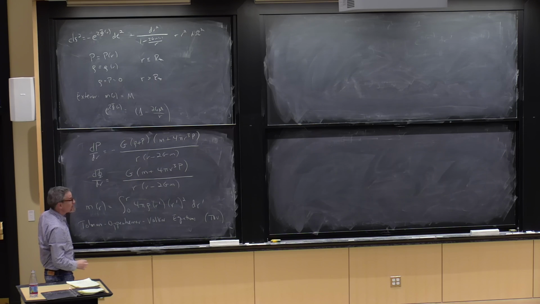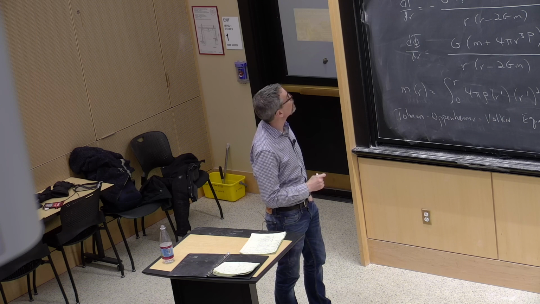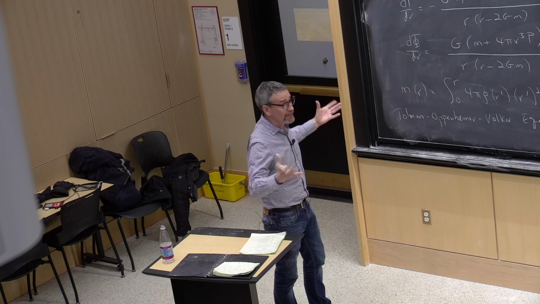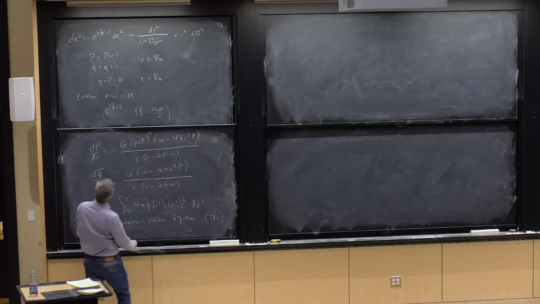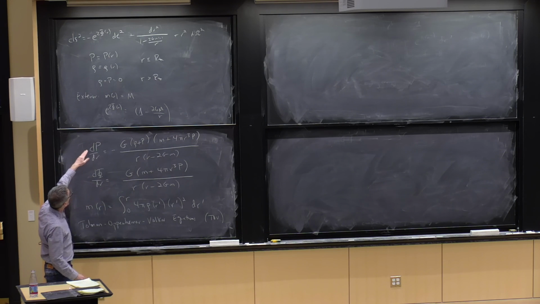Okay, so in the exterior of this thing, for everywhere r greater than r star, it is vacuum. There is no density, there is no pressure. Once we're outside this thing, the only mass you see is the mass of the star. And in the exterior, the e to the 2 phi becomes 1 minus 2G, that same mass, over r.